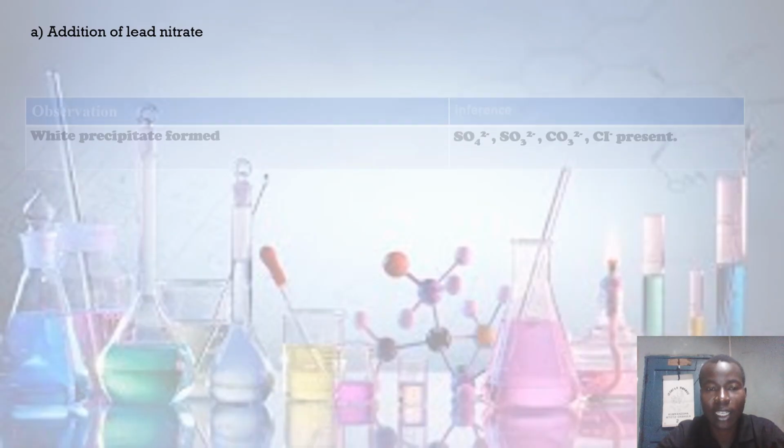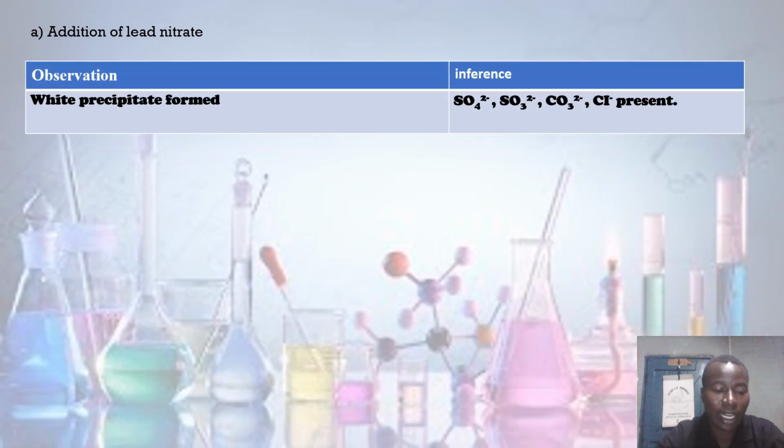In the first case, we have addition of lead nitrate. So when you add lead nitrate, you should have an expectation. What am I expecting? I'm expecting to form a white precipitate. Now, when you form a white precipitate, it will mean that the sulfate, sulfite, carbonate, and the chloride ions are present. So it is implying that these ions are present. That is where the acronym SOSOCOCLE comes in.